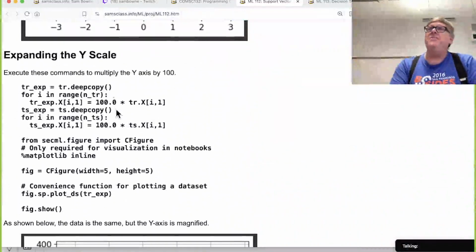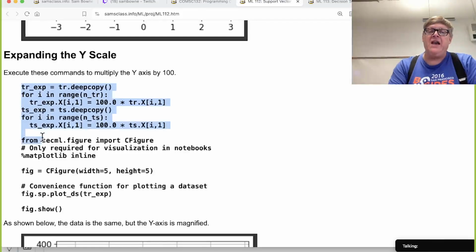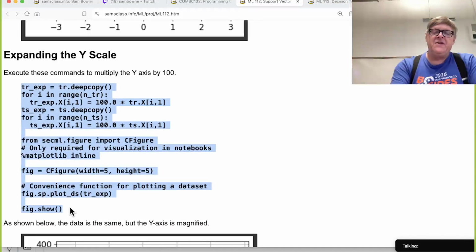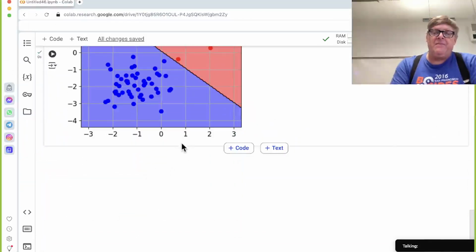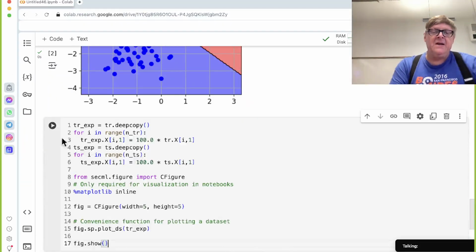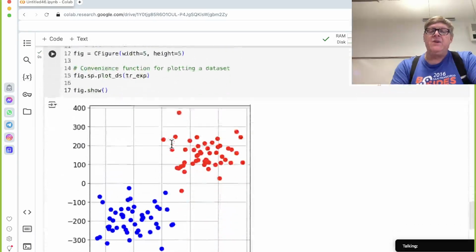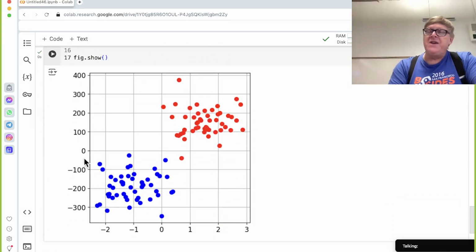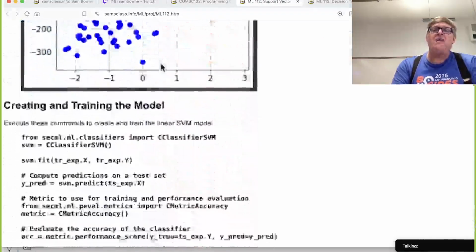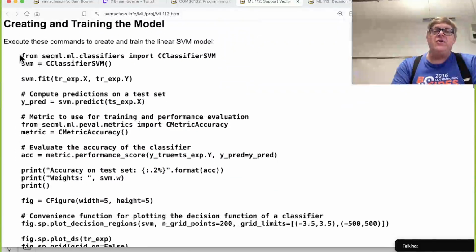So now you can try something. This is a real important issue, and I mentioned it last week when we talked about the scale of your data for machine learning. I'm going to expand the y scale. So all I do is multiply the y's by 100. Now when you plot it, it looks the same, but this scale is going up by hundreds, where this scale is going up by ones. So it's the same data, just measured in different units. And so if you were to do a machine learning model, you would expect to get the same model, but you don't, not at all.